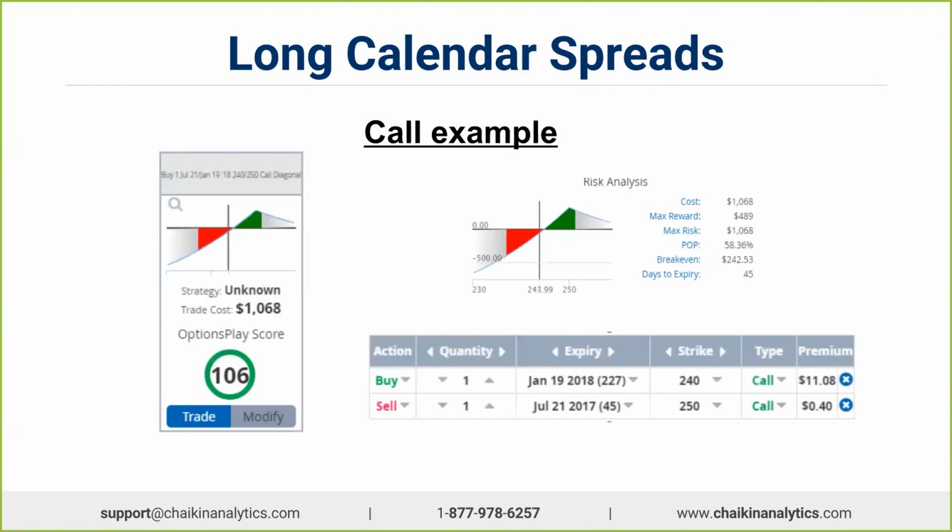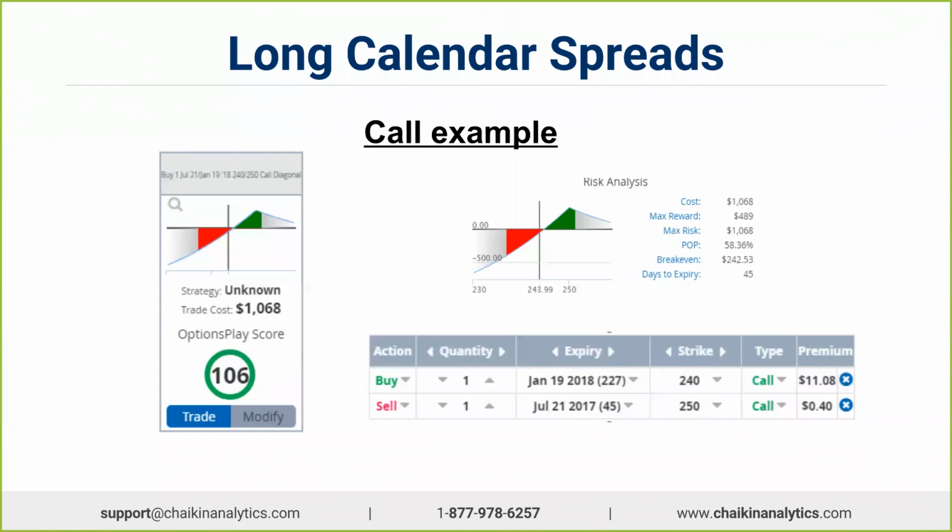A calendar spread could be you buy the monthly and then sell the weekly. Could be you buy the quarterly and sell the weekly. It could be you buy the leap and sell the quarterly. Could be you buy the leap and sell the weekly. And that's a lot, right? But it's just any difference in expirations.